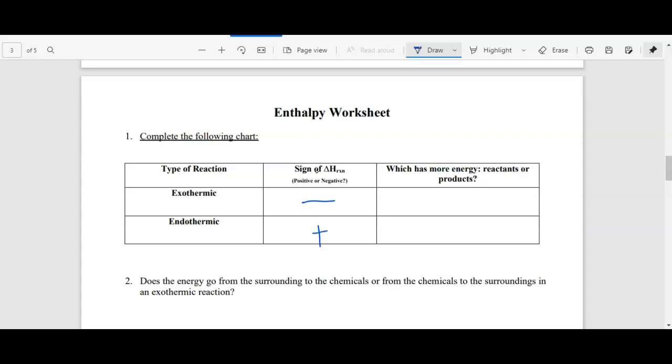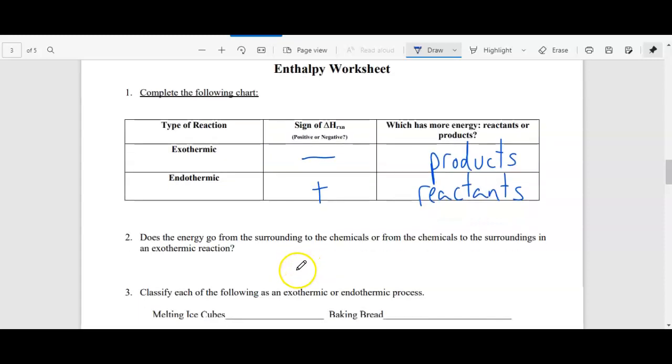So which has more energy, reactants or products? In an exothermic one, our reactants are going to have more energy. In endothermic, our products are going to, because in this one, we're adding heat into those. That's what we got for that. Number 2, does the energy go from the surroundings to the chemicals or from the chemicals to the surroundings in an exothermic reaction? Where's the heat coming from here?